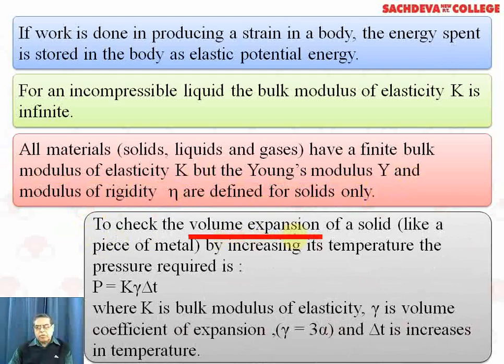To check the volume expansion, that is gamma, of a solid, like a piece of metal, by increasing its temperature, the pressure required will be K gamma delta T. Gamma is the coefficient of cubical expansion, that is the volume expansion. Delta T is the change in temperature, where K is the bulk modulus of elasticity and gamma is the volume coefficient of expansion, and that will be gamma equals 3 alpha, and delta T is the increase in temperature.